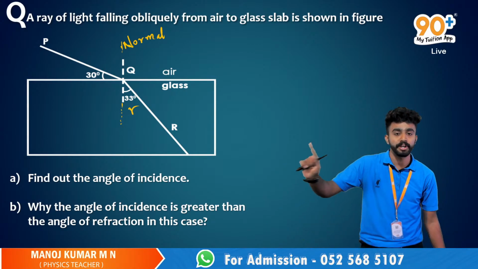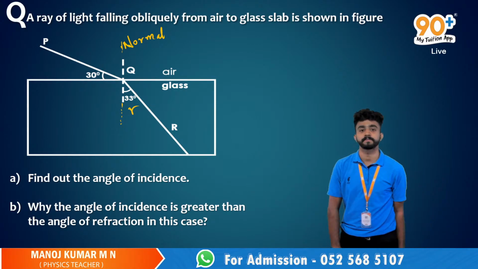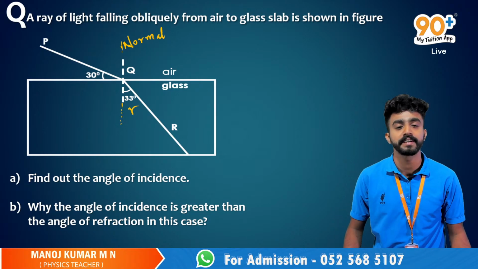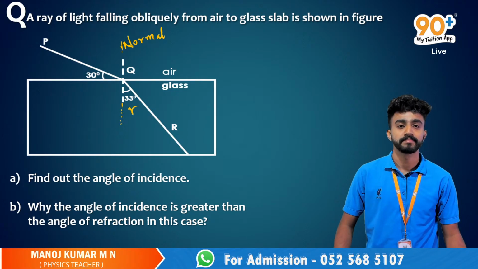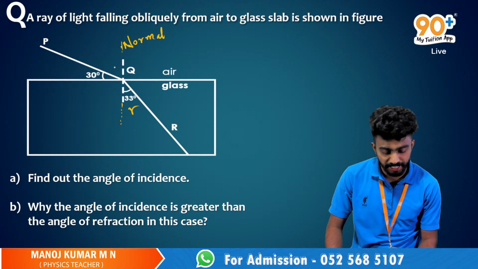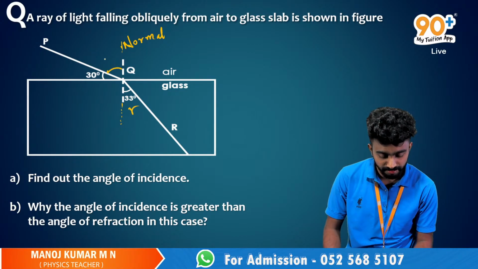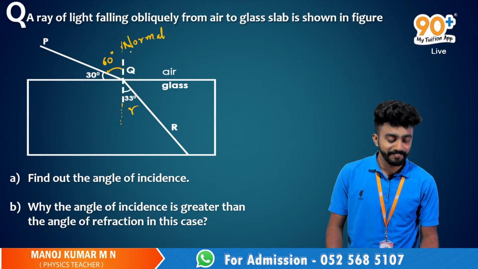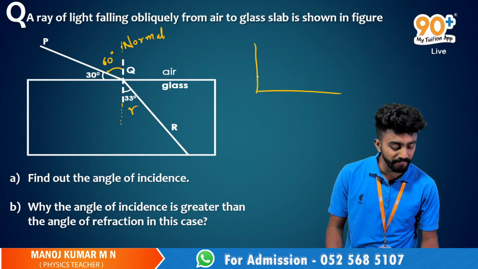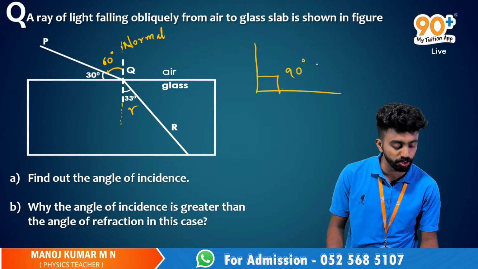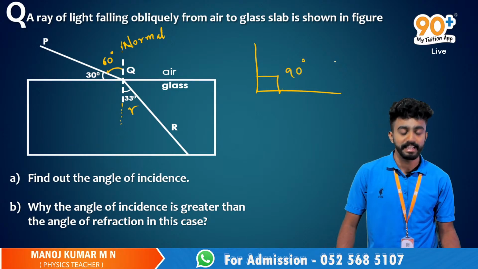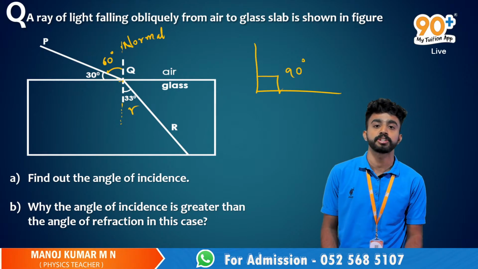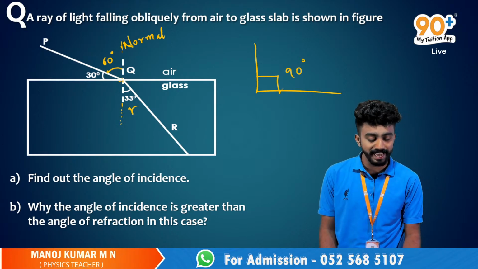Archisha, what do you think about the angle of incidence? I'm not sure. You can give a wild guess. I think it's 60. Why do you say it's 60? Because if you take a right angle, meaning... Very good. The normal always makes a right angle with respect to the surface of separation, so that will be 90 degree.